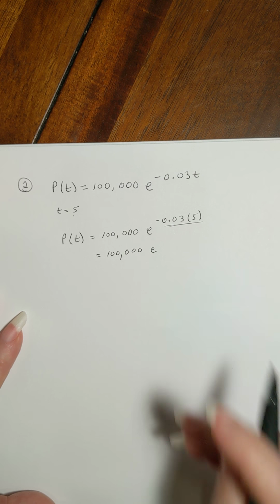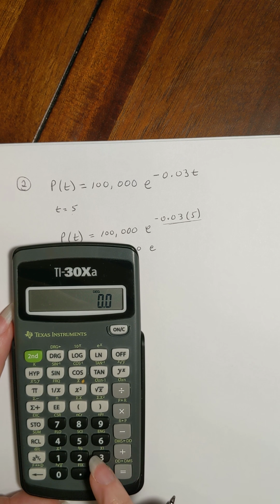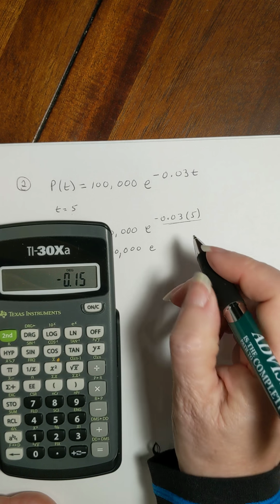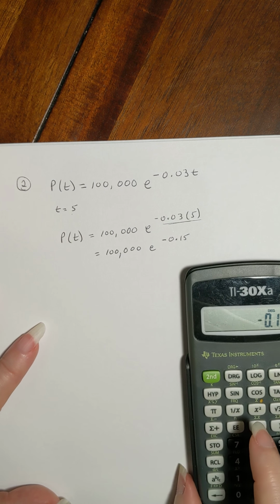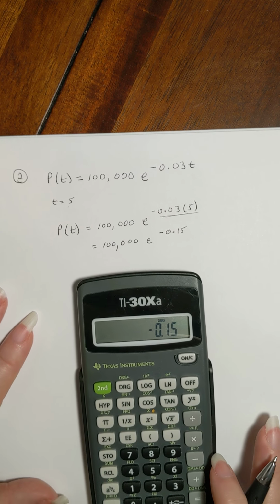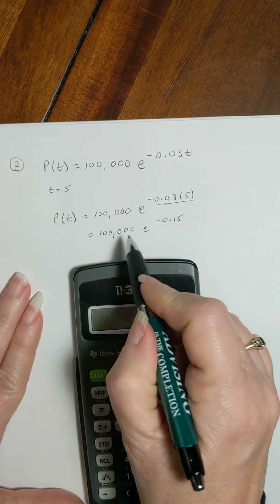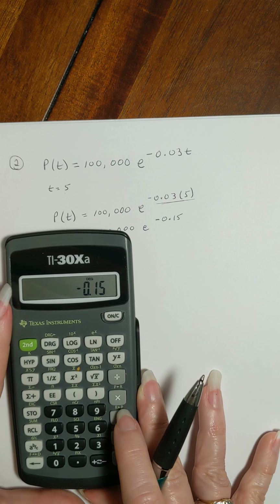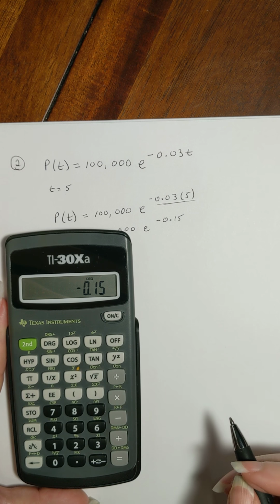So multiply the negative 0.03 times 5 first. And that gives you negative 0.15. Once you've done that, then we're going to multiply this in. Now on this calculator, I'm going to do it backwards, because you can't just type it in. It's almost backwards from what you want to do. So this is going to be e to the negative 0.15. So I put the negative 0.15 in there.